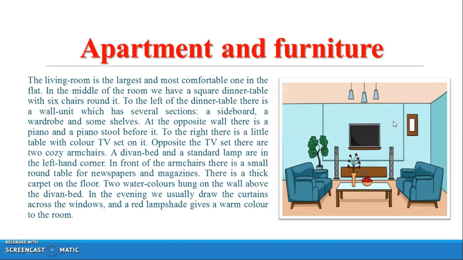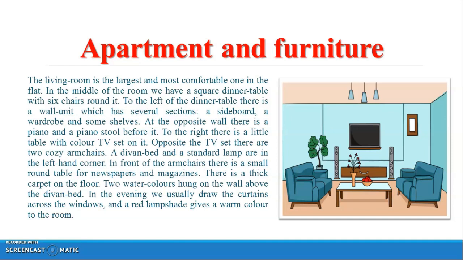The living room is the largest and the most comfortable one in the flat. In the middle of the room, we have a square dinner table with 6 chairs around it. To the left of the dinner table, there is a wall unit which has several sections, a sideboard, a wardrobe, and some shelves. At the opposite wall, there is a piano and a piano stool before it. To the right, there is a little table with a color TV set on it. Opposite the TV set, there are 2 cozy armchairs.